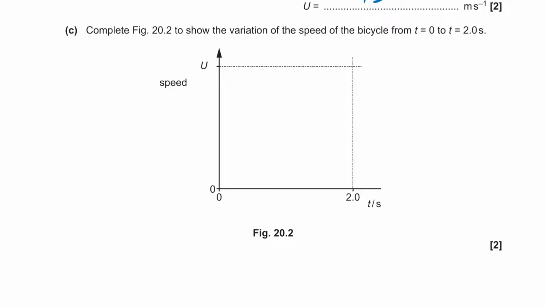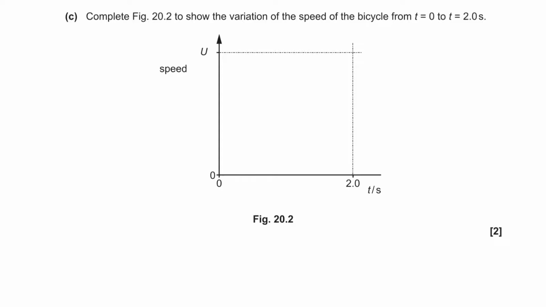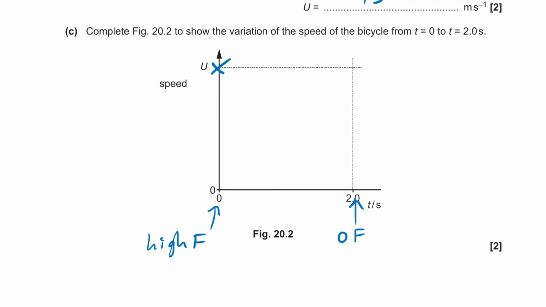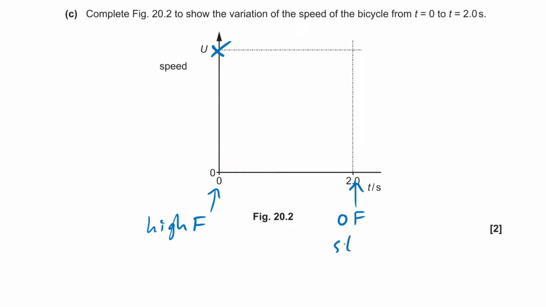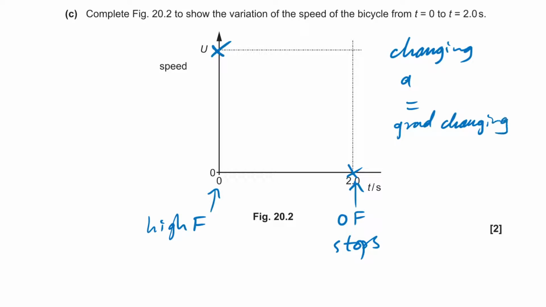Complete the graph to show the variation of speed. So, a little bit confusing this one, could catch you out, but let's have a think. We know that at the beginning, we have a high force, and then by the end we have 0 force. So we said that it starts at u, didn't we? But we're told that it stops at that. So we know we're going to end up here. But is it going to be a straight line going down? No, it's not. Because the force is changing, that means the acceleration is changing. So changing acceleration means that the gradient is going to be changing. It can't be a constant gradient. So therefore it's going to go down like this.